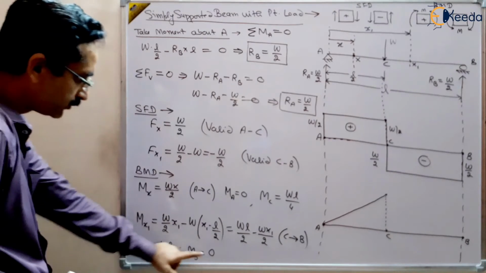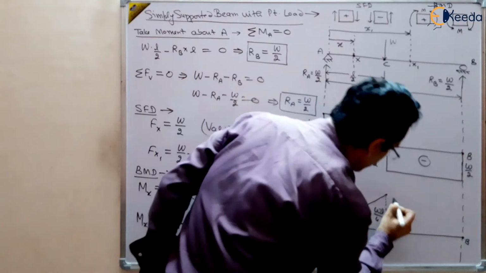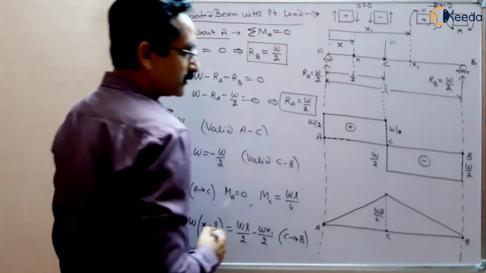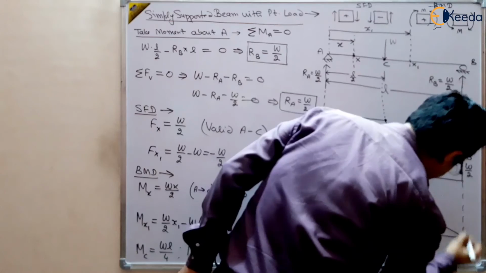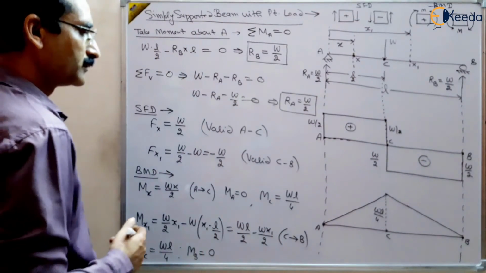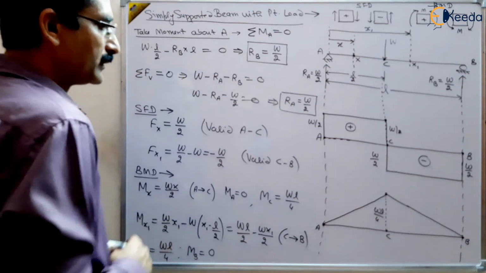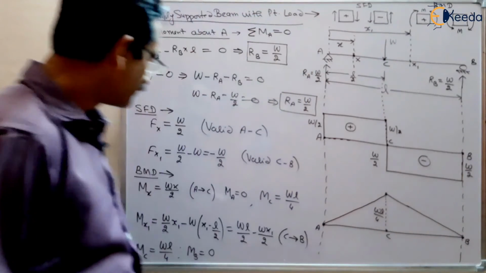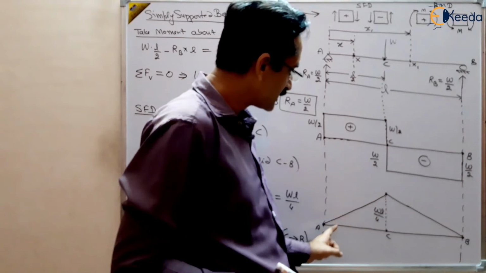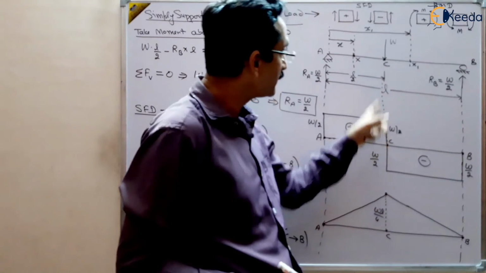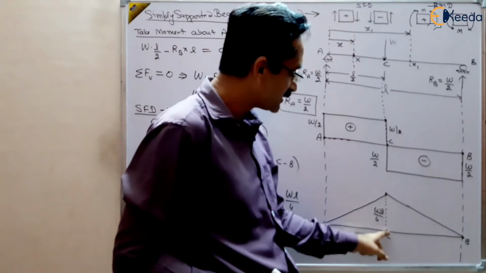So from WL by 4 to 0, this is our bending moment diagram, right? So this is our bending moment diagram for this case. Is it okay? So this distance is WL by 4, right, on a scale. And at A and B, the bending moment is 0. So you can see here, the bending moment is not changing abruptly at this point. It is just changing the curve, but due to this point load, there is abrupt change in shear force, but there is no change in bending moment.